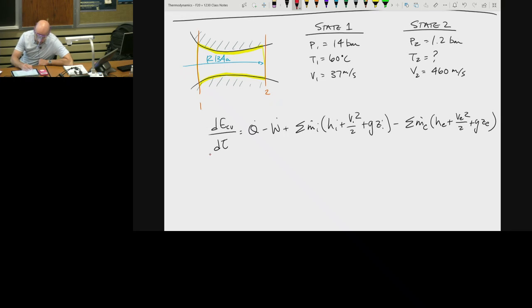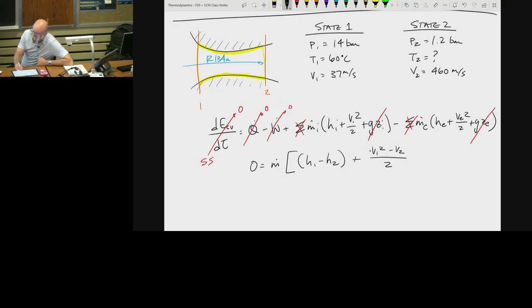Okay, so it's steady state, so this goes away. It's insulated, so this goes away. There is no electrical power into it, there's no shafts going into it, so this goes away. There's no potential energy, so this goes away. There's only one inlet and exit, so I can get away with the summation because there's only one. And I'm left with the same equation, 0 is equal to mass flow rate times H1 minus H2 plus V1 squared minus V2 squared all over 2. Same equation we had for the diffuser.